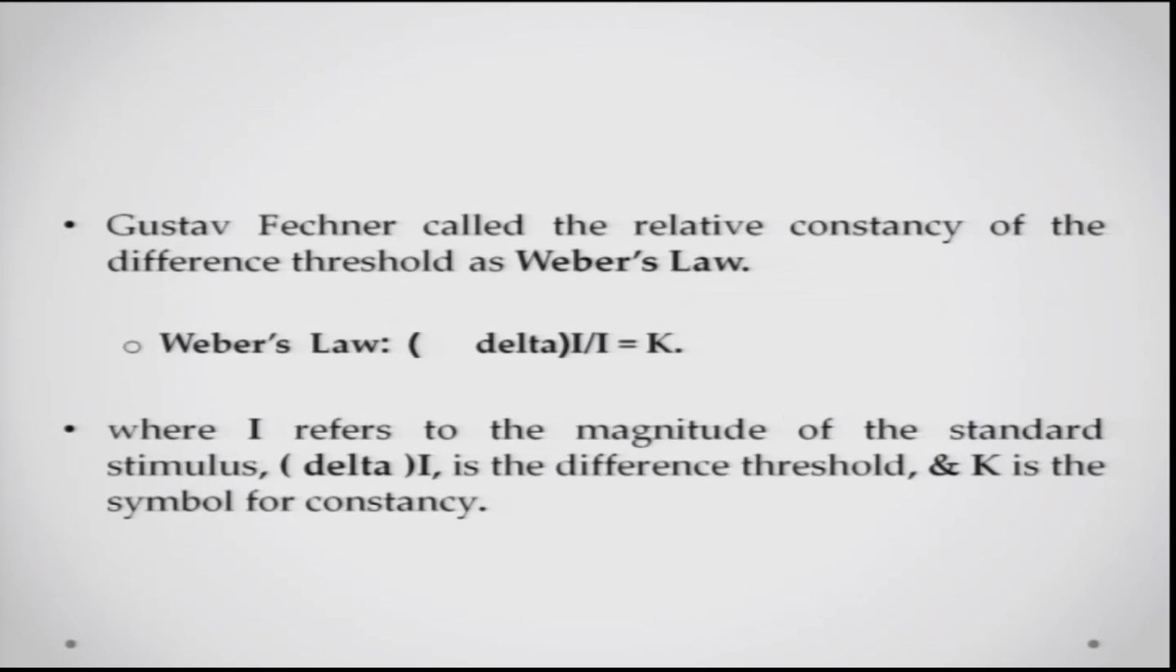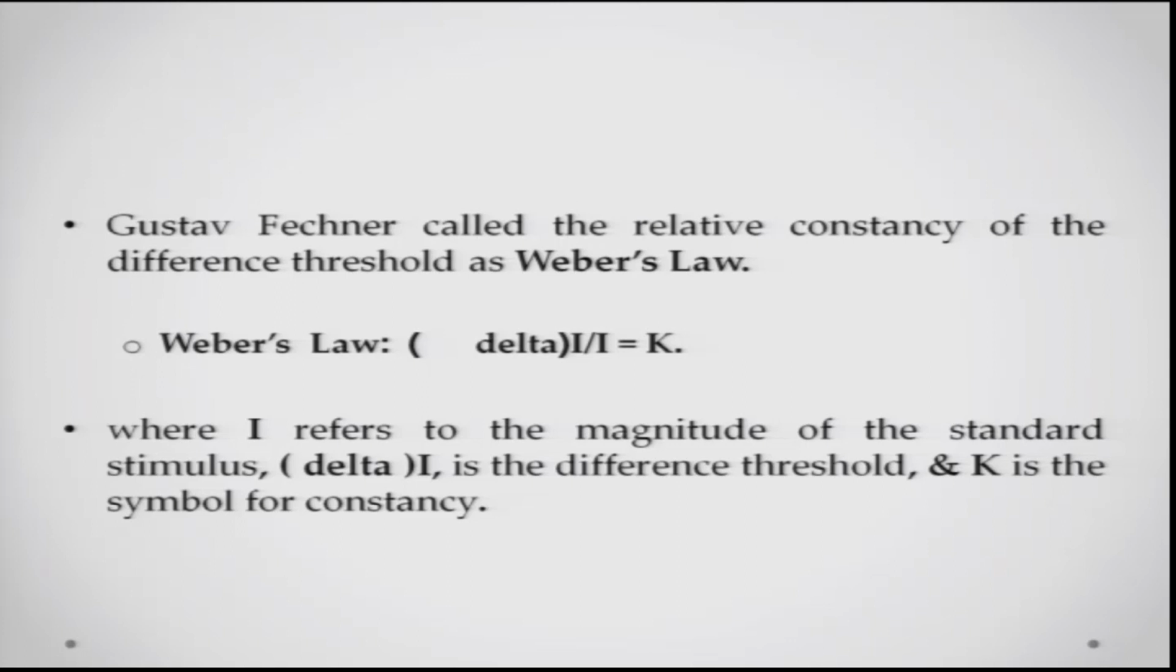Gustav Fechner gave a formula for this situation, and he called it Weber's law. So, there is this delta I divided by I, which is equal to a constant, that is your Weber's constant. Here I refers to the magnitude of the standard stimulus, delta I is your difference threshold, and K is the constant.